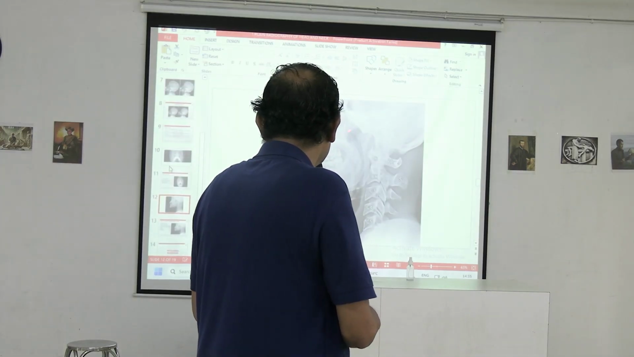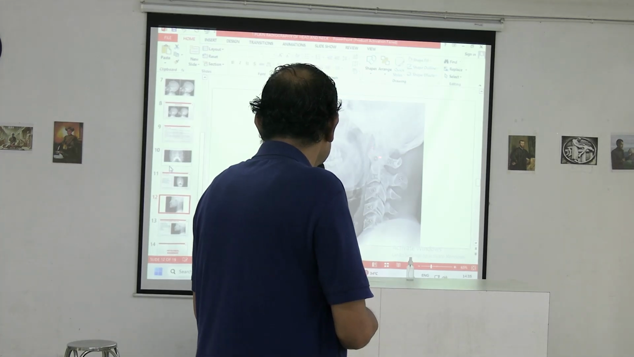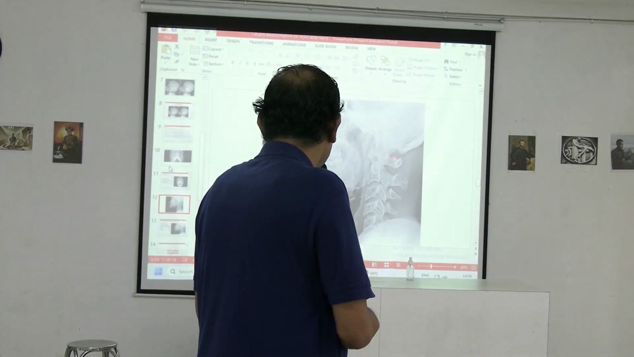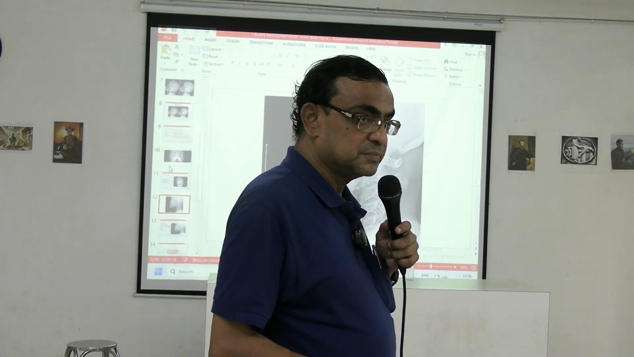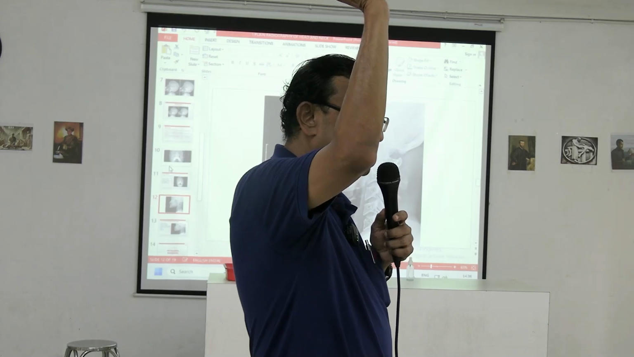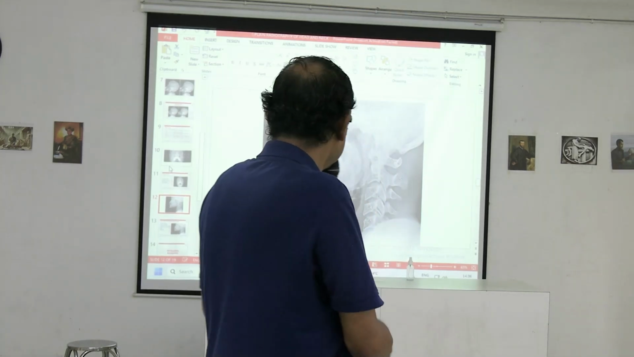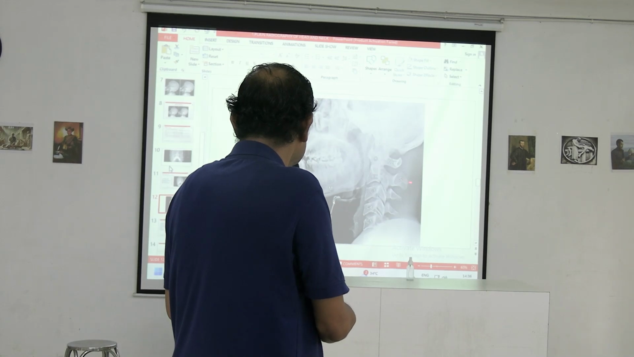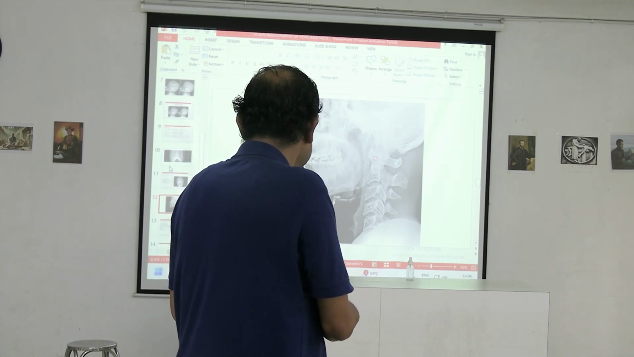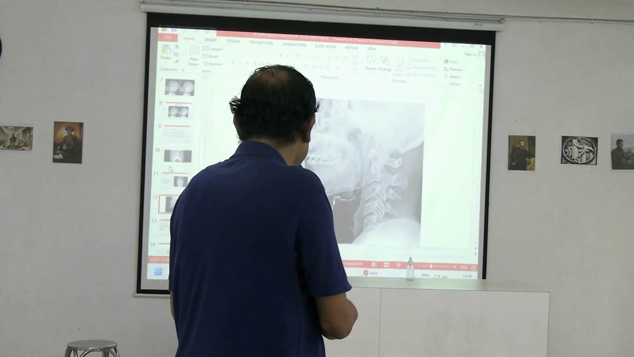Now you can see this is the lateral view, and here we can see the atlas or the first cervical vertebra. Atlas means it holds the globe. So this is the atlas. Then we are getting the second, that is the axis. This is the dens. Dens is going inside the atlas.